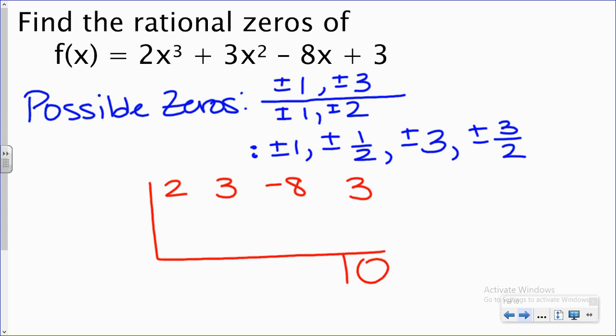What do you want to try first? 1. 1 is always a good number to try first. It's easy, right? So let's try 1. Bring down the 2. 2 times 1 is 2. 5. 5 times 1 is 5.